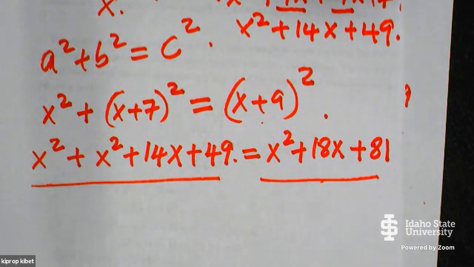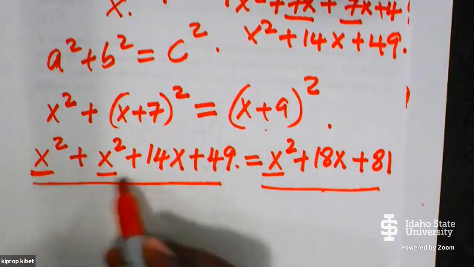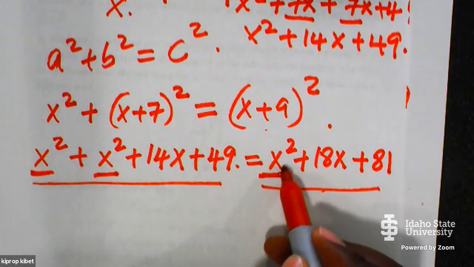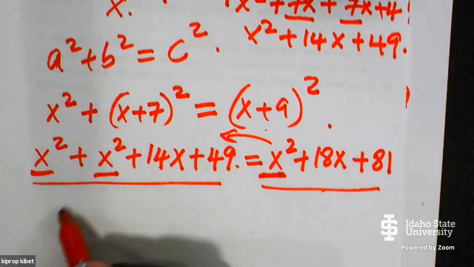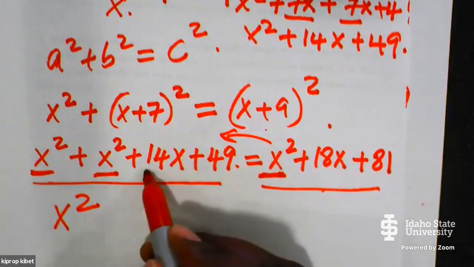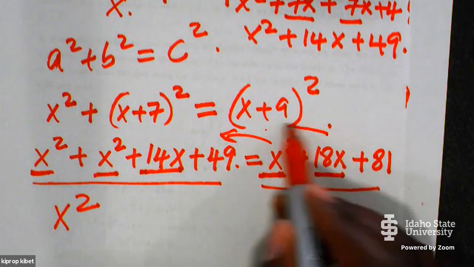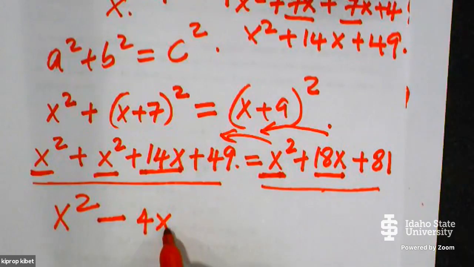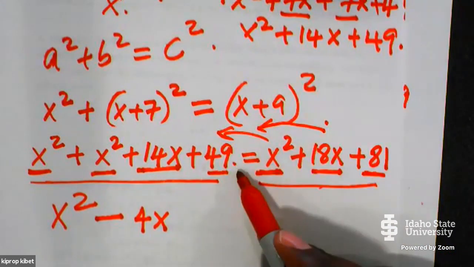Now we collect the like terms. We have the square here, the square here, and the square here. So this and this will be 2x squared. And then we bring this on to the other side, minus, so what will remain? x squared. We have 14x here, then we have 18x here, so we bring the 18x over there. What will remain? Negative 4x. We have 49 here, and then we have 81 here, so we bring it over there. What will remain?